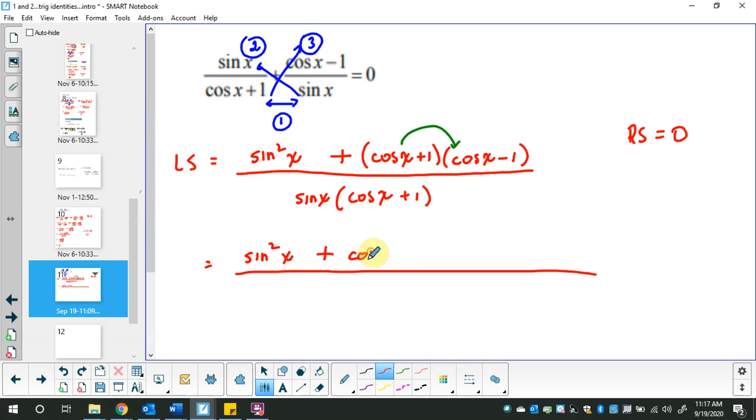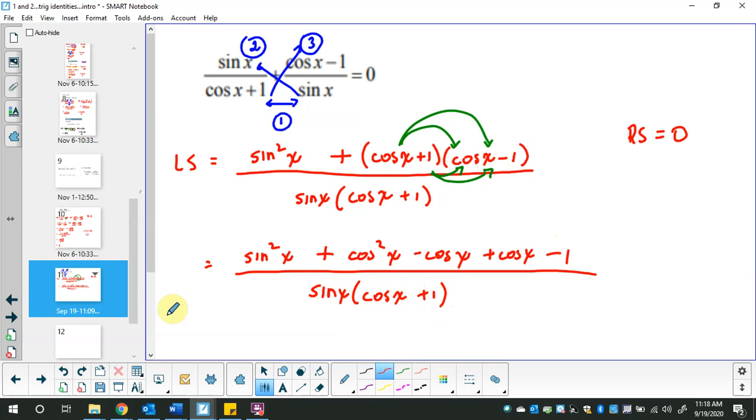is cos squared x. Cos x times negative 1 is negative cos x. 1 times cos x is positive cos x. And 1 times negative 1 is negative 1. Still, I could do this at any time, or I could actually have an eraser and erase and go back at any time.